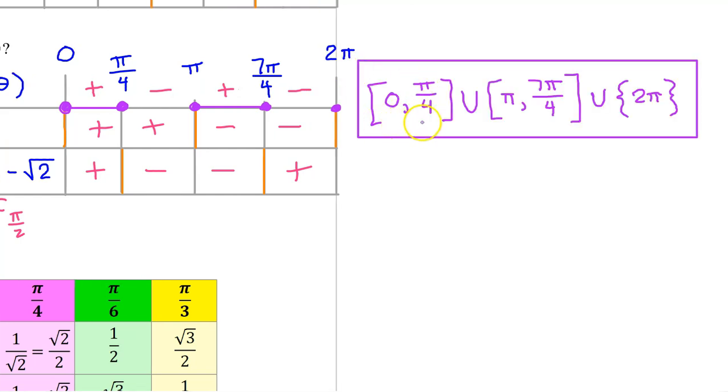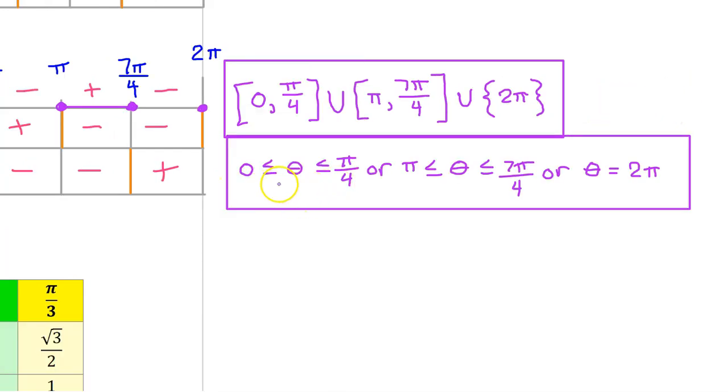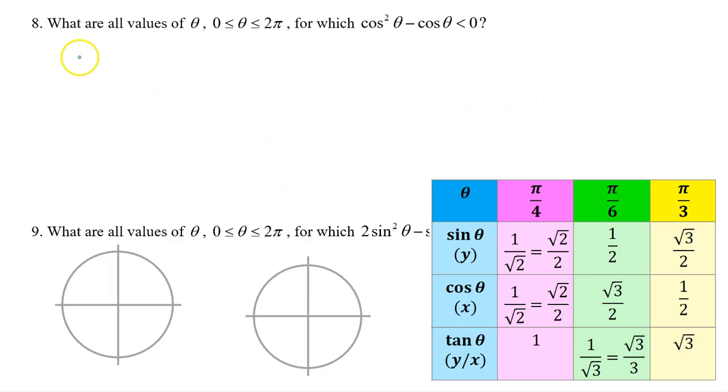Here is the solution set in interval notation. We use brackets instead of parentheses to show that the endpoints are included, and we include the single value of 2 pi inside of a pair of braces. Here is the same solution set written as an inequality. In this form, we use the or equal to line to show that the endpoints are included.